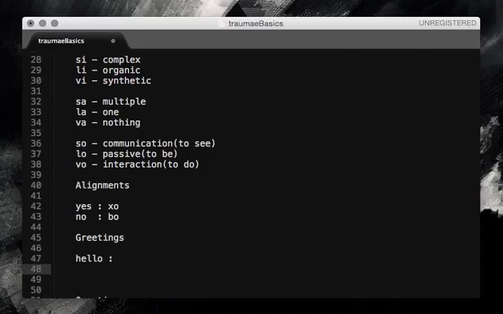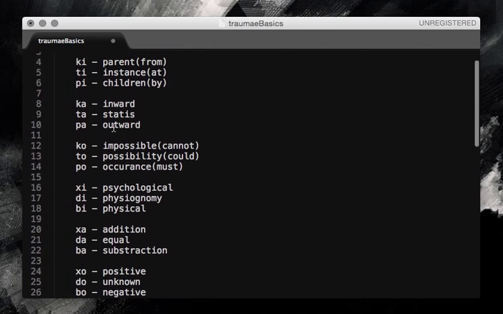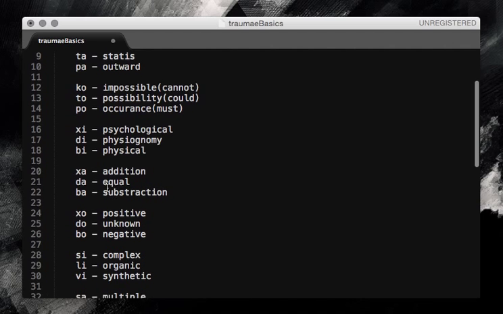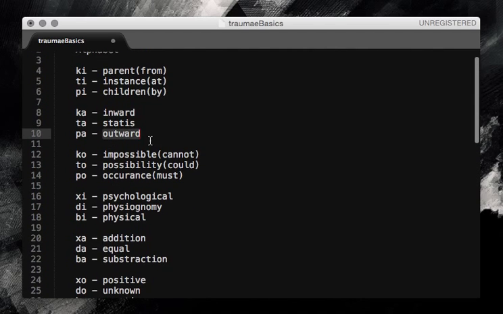Actually, let's learn bye first. So if you want to say bye, you're going to say, well, actually, goodbye. This will make more sense. You're going to use zo for good and pa for bye. And the reason is pa is a direction. Okay, here. So pa is a direction for something that is going away from you, outward.